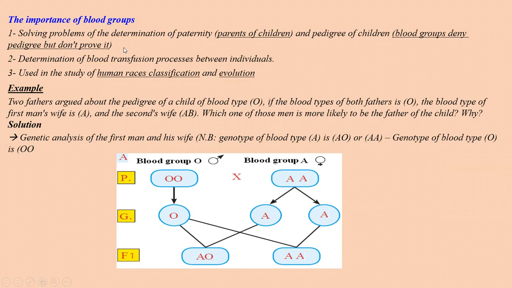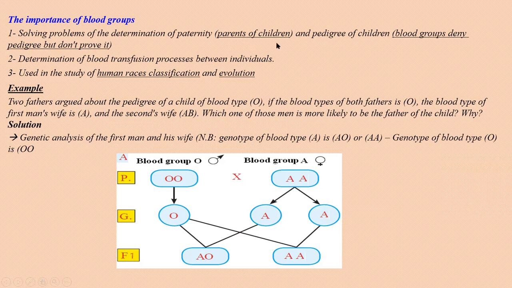What is this strange statement? By knowing the blood group, I can say that this parent is not the parent. For example, I have a child with unknown parents, or two couples came into the hospital and both of them had baby boys at the same time, and we don't know who the father or mother of each one is.